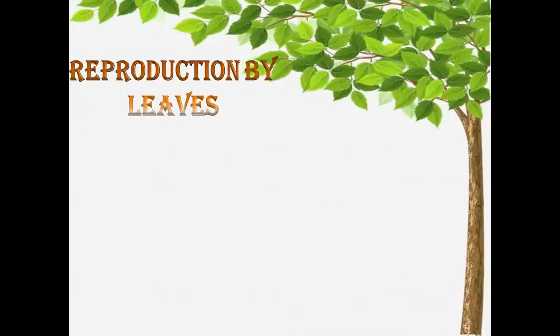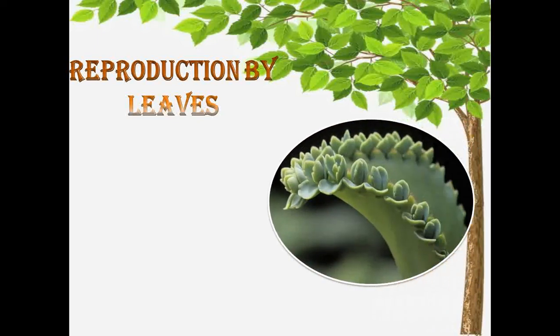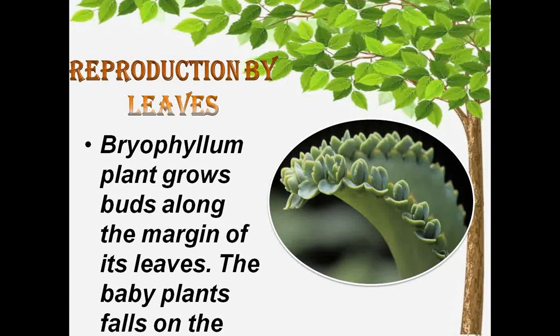Reproduction by leaves. Bryophyllum plants grow buds along the margin of its leaves. As you clearly see in the picture, children, on the margin of the leaves some buds are there. These buds, or you can say these baby plants, fall on the ground and grow on their own. This is how reproduction through leaves takes place.